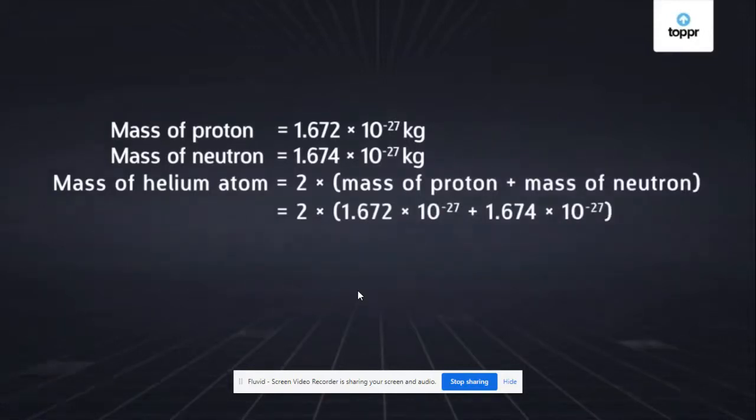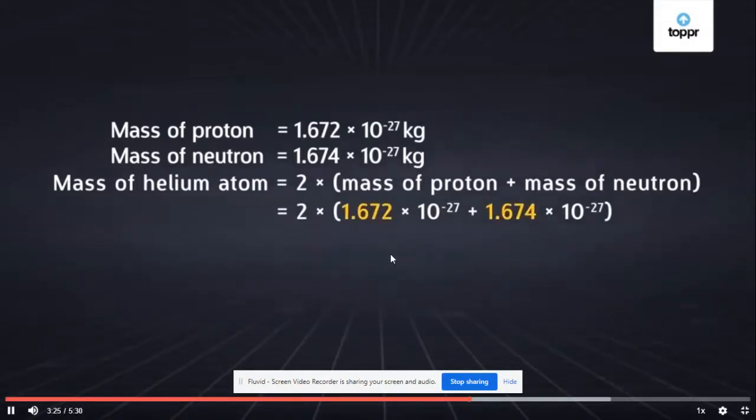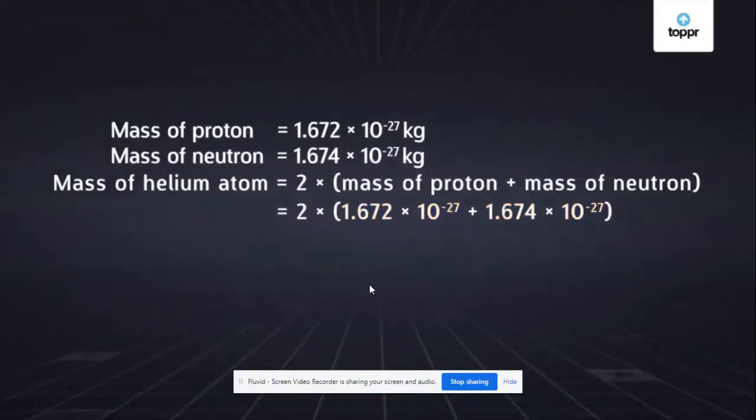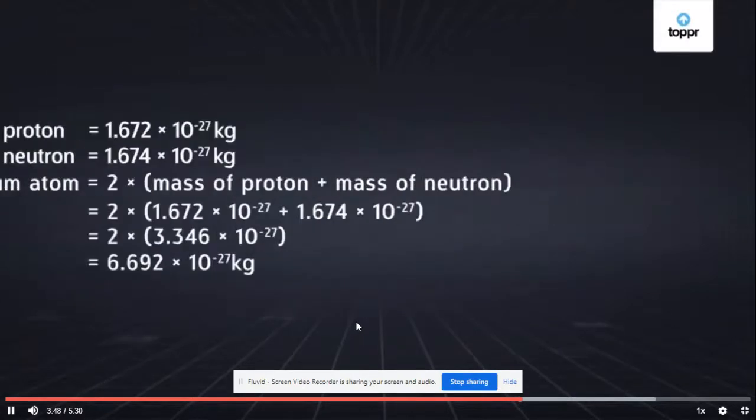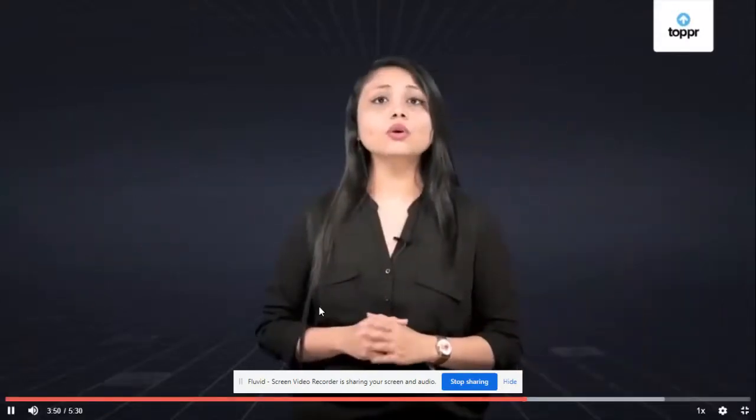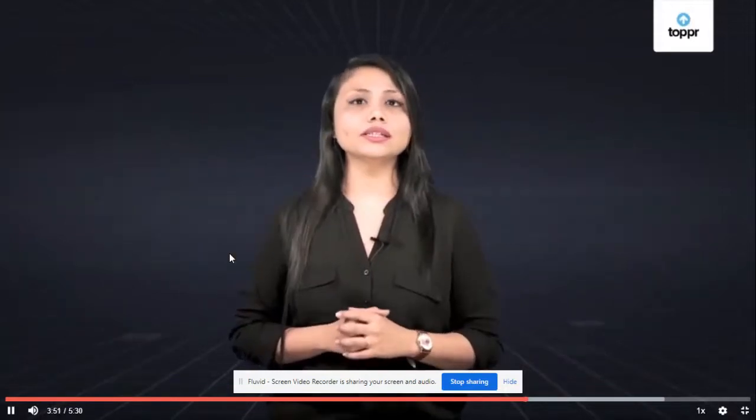Before adding numbers in the exponential form, just check whether they are in the standard form or not, and then check whether they are multiplied by the same multiple of 10. Here, both the numbers are in the standard form and they also have the same power to the base 10. Then we can simply add their decimal numbers as shown. On multiplying with 2, we get the mass of the helium atom as 6.692 into 10 raised to the power of minus 27. Now, we know how to add two numbers in the standard form.